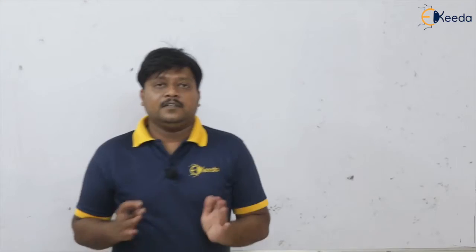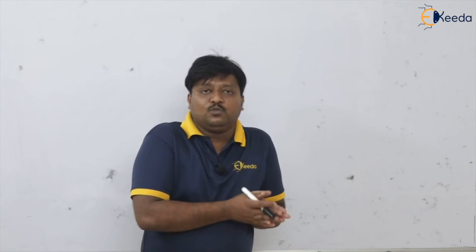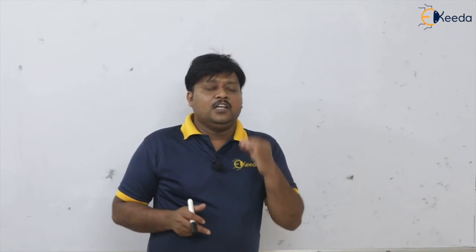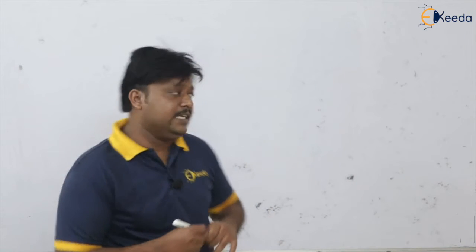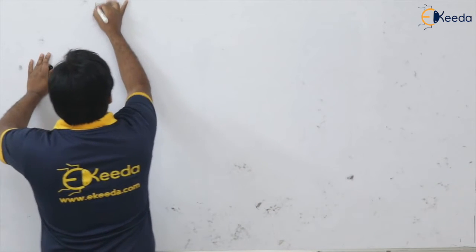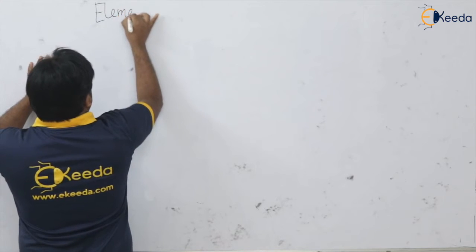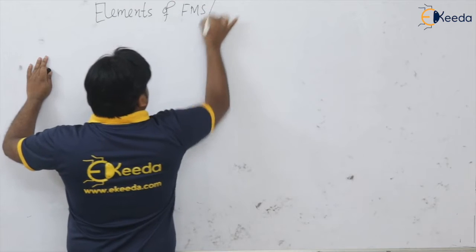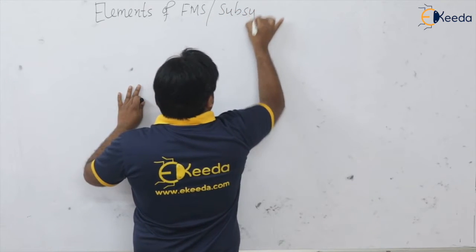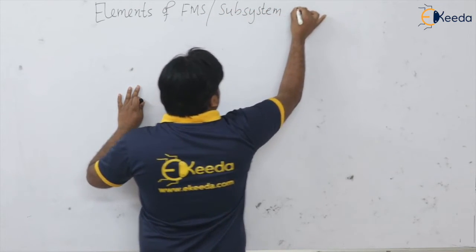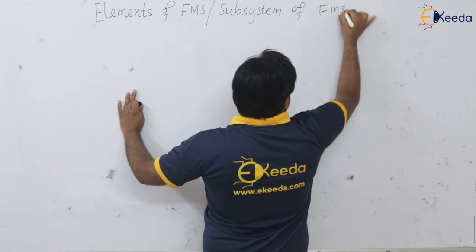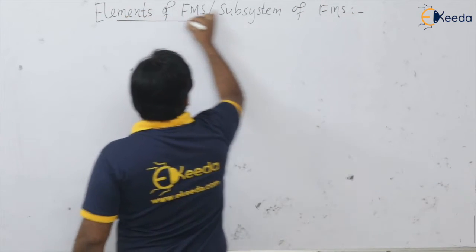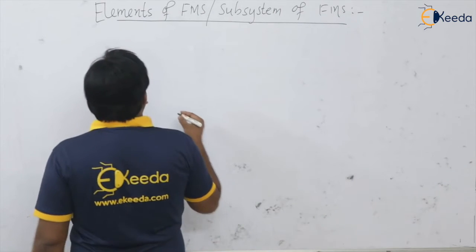Please remember this. Now, after seeing these toolings for the CNC, let us come back to the flexible manufacturing system. Here we will discuss the elements of the FMS, or you can also call them the subsystems of FMS. So what are the elements?